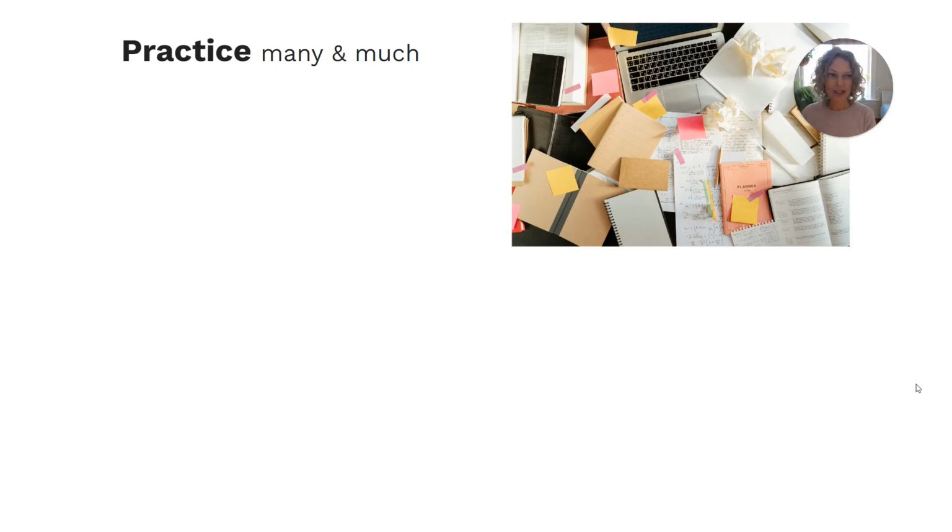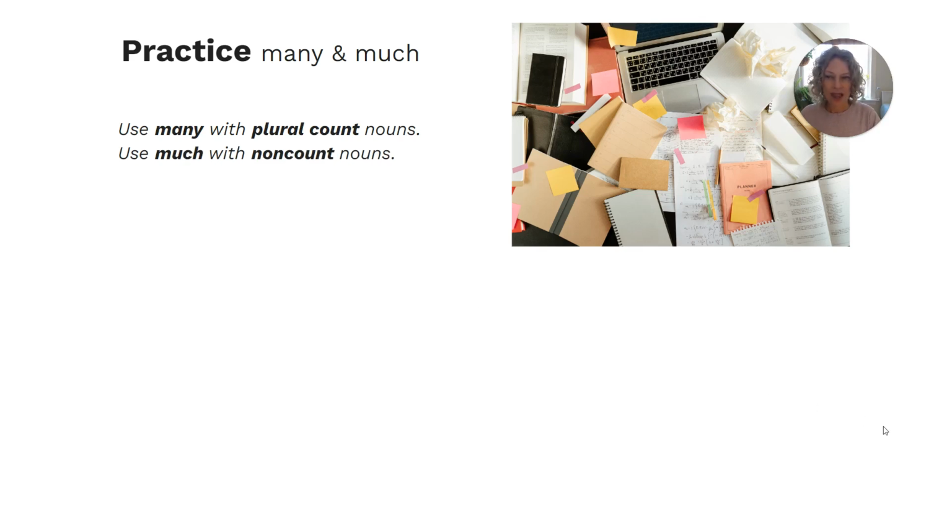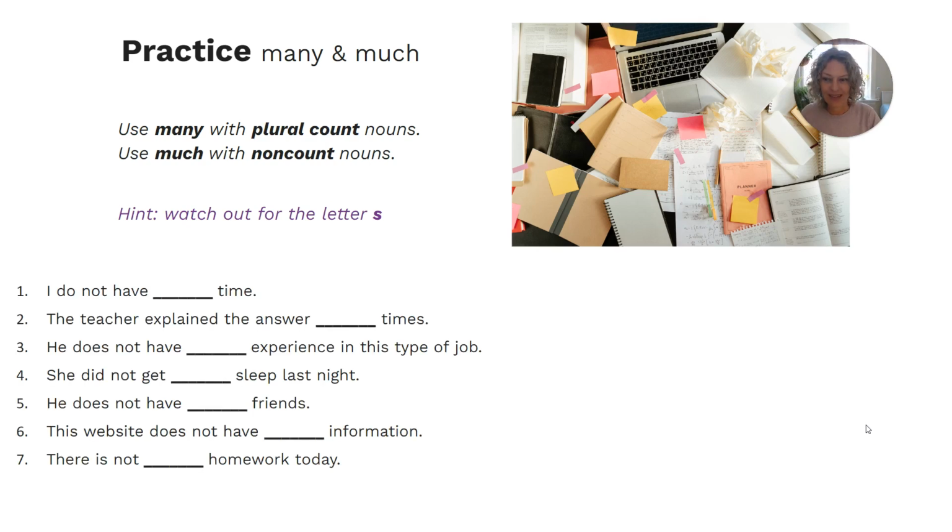Many and much mean a large quantity. And these are the quantifiers that students most often use incorrectly. So use many with plural count nouns and use much with non-count nouns. And watch out for the S at the end of words, because that often shows that the word is plural.